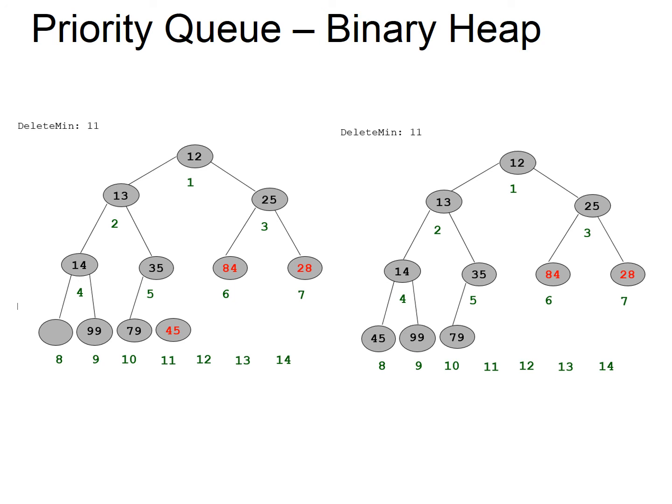So this is how the delete minimum will work for binary heap. So I remind you again, if you are inserting, the nodes will be created from top to bottom, left to right fashion. If you are deleting a value from the binary heap, the structure will be removed from bottom to top, right to left. Okay.